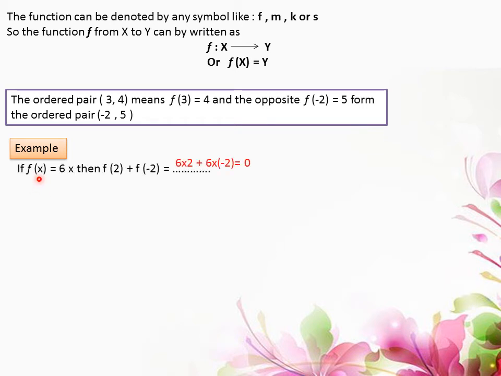F(X) = 6x. Now we want F(2) + F(-2). We will substitute once by 2 and another time by -2, and we will add them. For F(2), we will replace x by 2: 6 times 2 equals 12. And let's replace x by -2: 6 times -2 equals -12. 12 plus -12 equals 0.